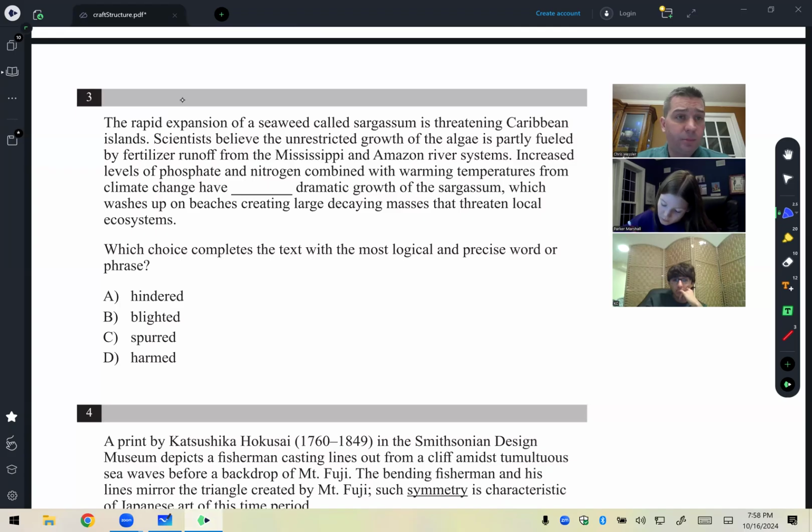All right. The rapid expansion of a seaweed called sargassum is threatening Caribbean islands. Scientists believe the unrestricted growth of the algae is partly fueled by fertilizer runoff from the Mississippi and Amazon river systems. Increased levels of phosphate and nitrogen combined with warming temperatures from climate change have blanked dramatic growth of the sargassum, which washes up on beaches, creating large decaying masses that threaten local ecosystems.